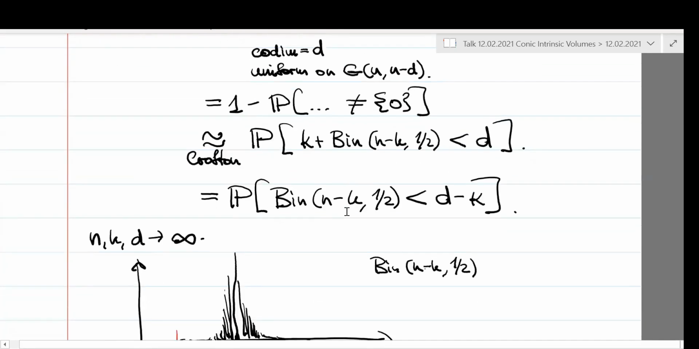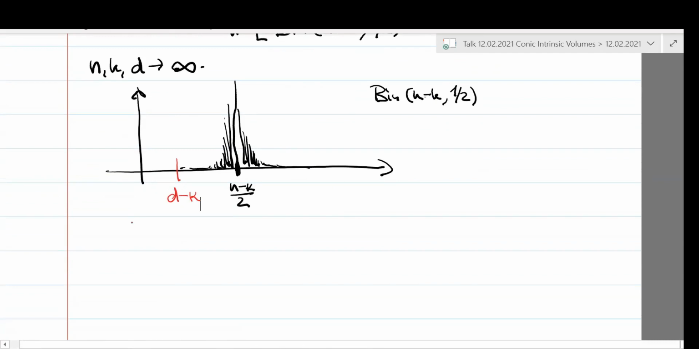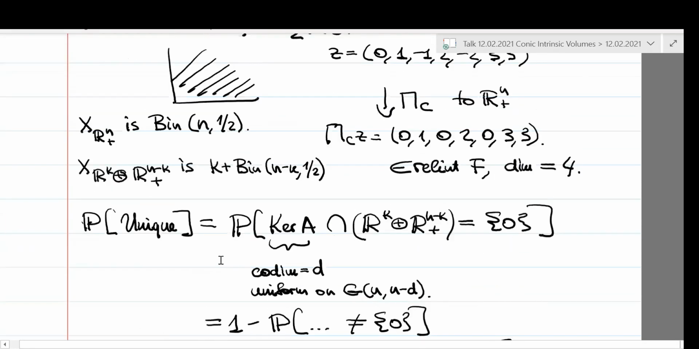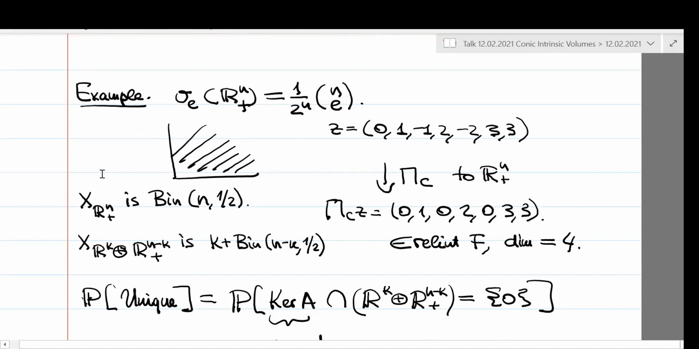It's exponentially small. So in this setting, p unique is 0, or it's almost 0. In the other setting, when d minus k is greater than the mean, it is almost 1. So the phase transition, which we observe here, depends on the mean of the random variable x associated to the cone under consideration, essentially.